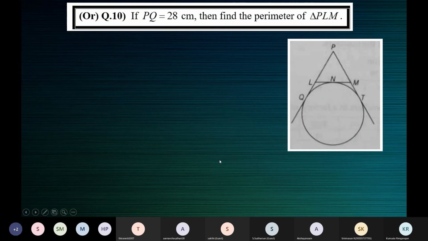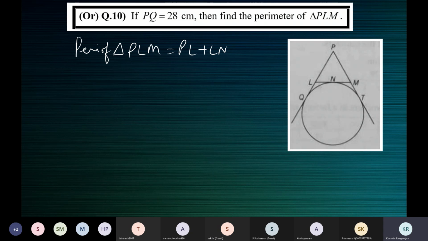Yes, children. What's the perimeter of triangle PLM? 56 centimeter, ma'am. Do you directly use the result or do you derive the result first? Derived, ma'am. Tell me the derivation quickly. Perimeter of the triangle is PL plus LN plus NM plus PM.